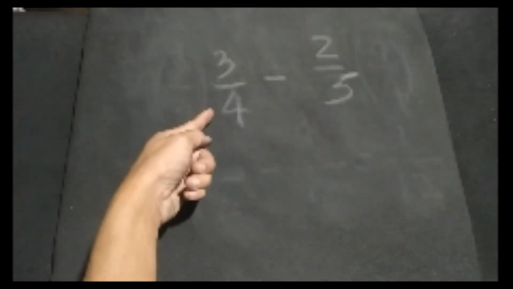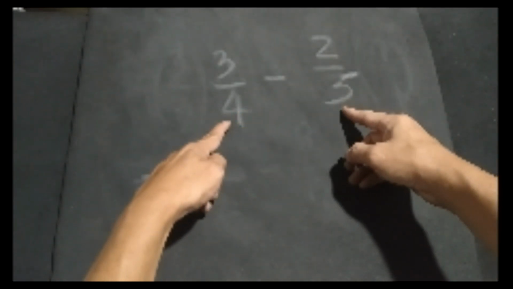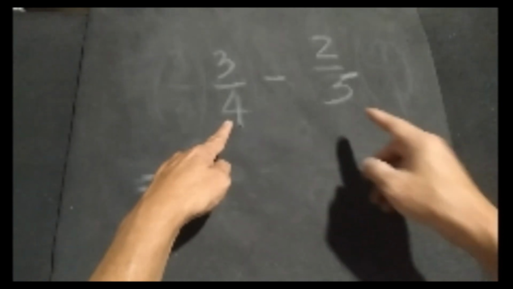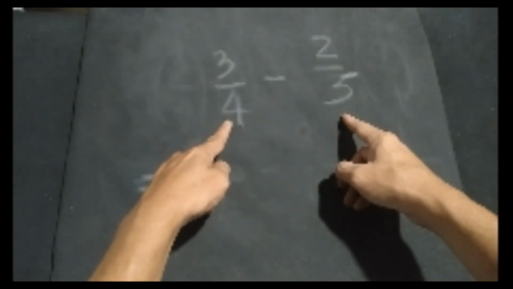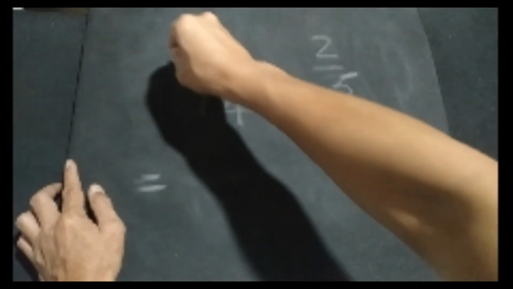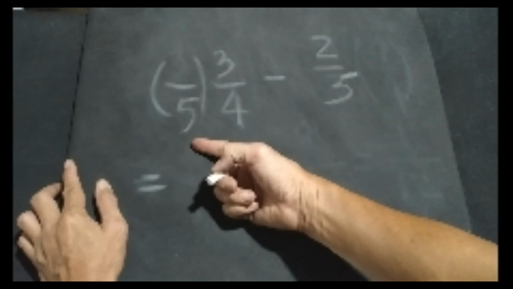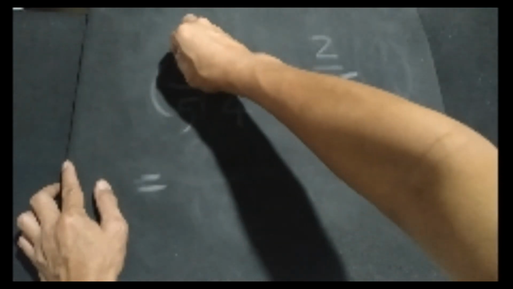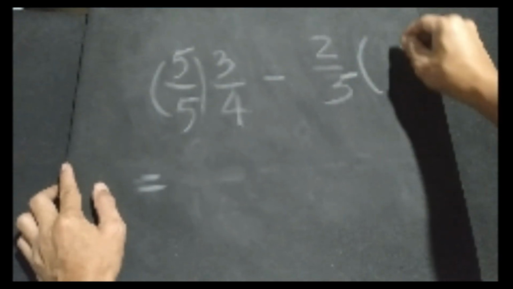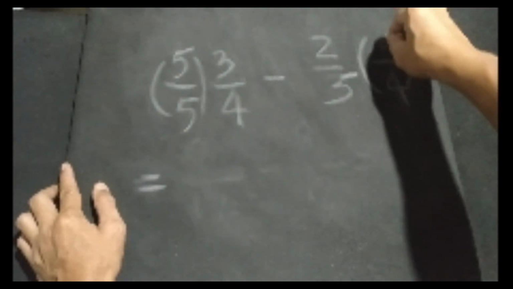We have 3/4 minus 2 over 5. A different number at the bottom. Ask yourself with the smaller number, what number times 4 equals 5? We cannot. So we just times 4 by 5. Here we got 4 times 5. The bottom times 5, the top has to times 5. And 5 times 4. The bottom times 4, the top has to times 4.